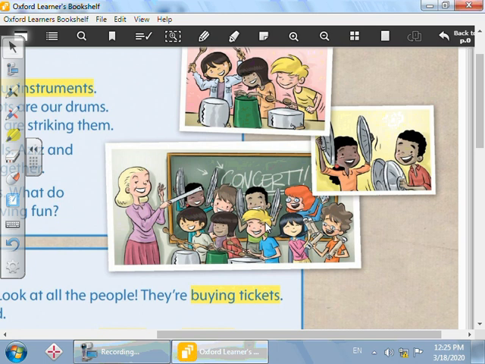Who is helping the children? Excellent! Miss King! Miss King is helping the children. What do you think? Are they having fun? Of course, yes. Now, let's read.